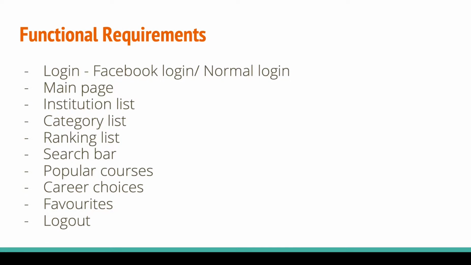Now let's move on to the functional requirements. So we mainly have the login, which can be the normal login or the Facebook login. Then the main page that the user sees when they log in. We have the institution list that displays the institution and also the courses inside each institution. We have the category list, we have the rankings for the institutions. We also have the search bar, popular courses, career choices, and the favorites bookmarking, and finally the logout features. I will be going through all these functional requirements during the demo at the later part of this presentation.